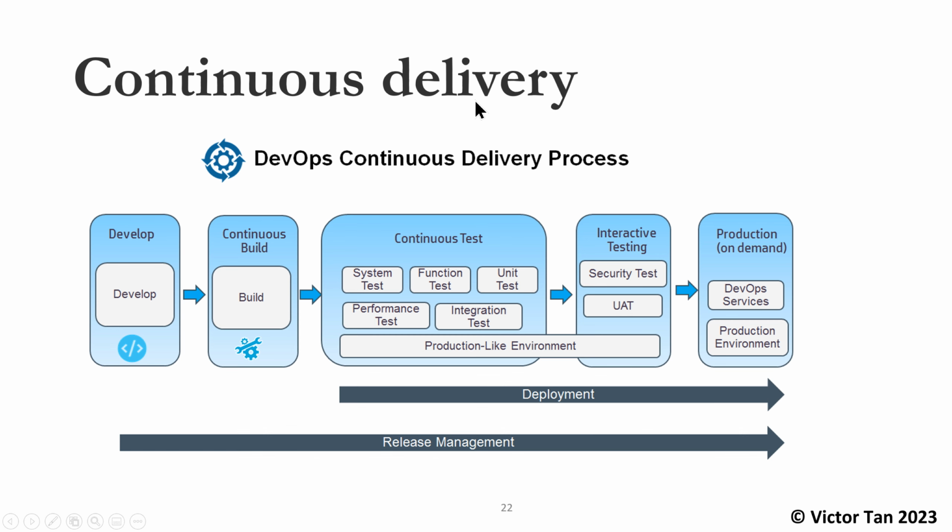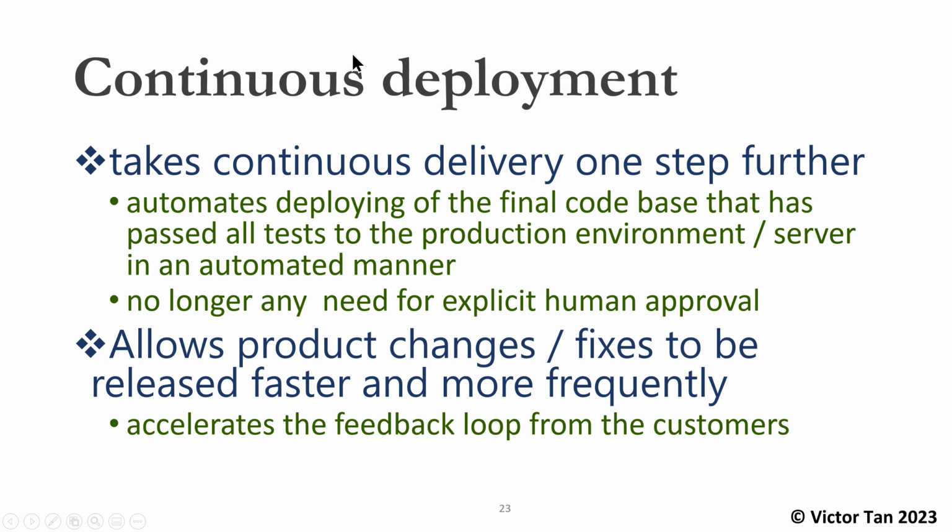Okay, then you will also see there's another term that's used, called continuous deployment. So what is this term? How is it different from the previous term? What is the difference between continuous deployment and continuous delivery? Continuous deployment is one step further from continuous delivery, where the final code base that has passed all tests goes to the production server in an automated manner, and there's no longer any need for explicit human approval.